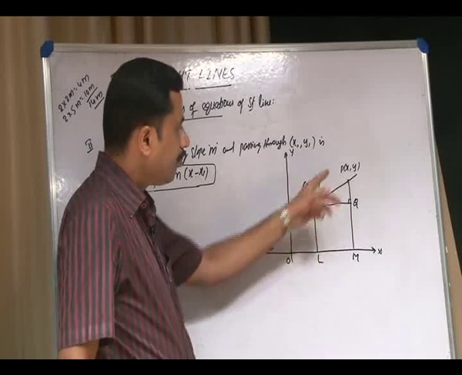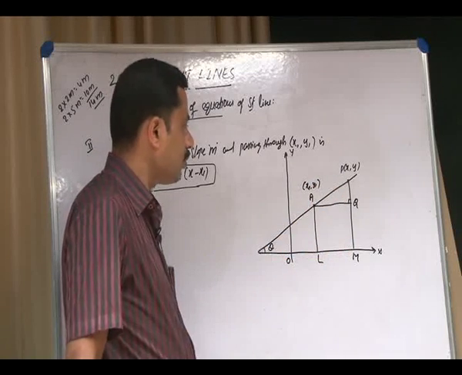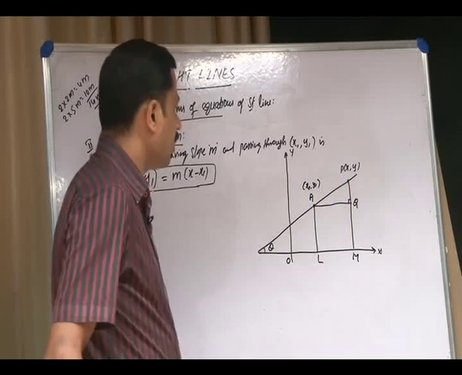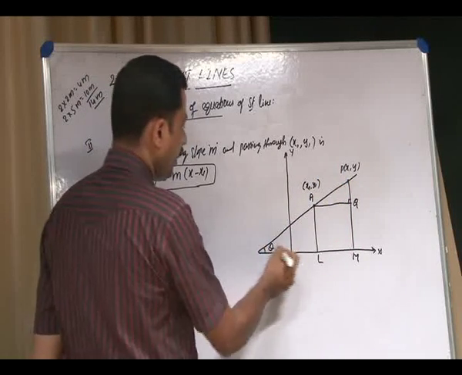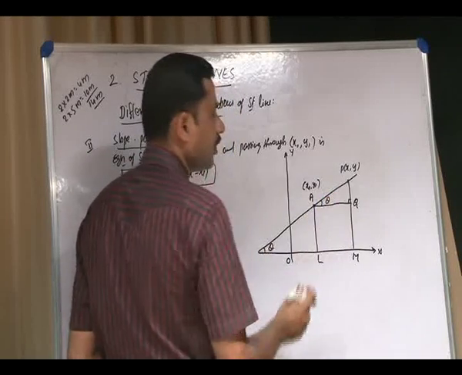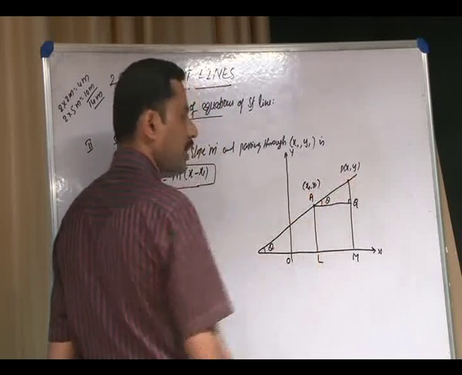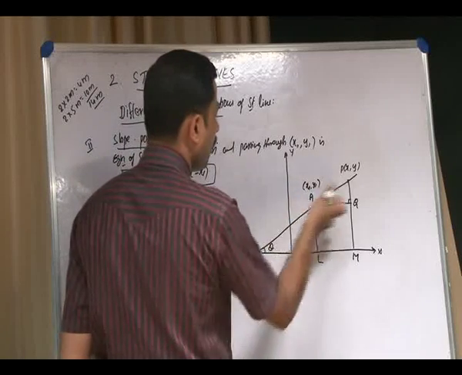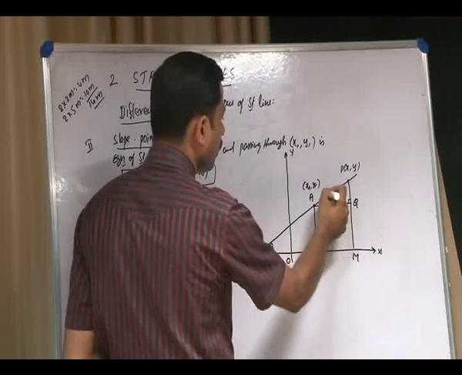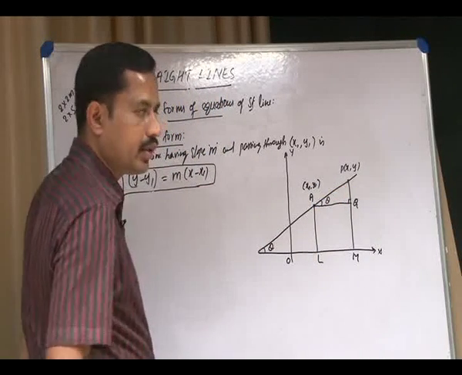Draw AL, PM perpendicular to the x axis or OX, and also draw AQ perpendicular to line PM. Then from the figure it is clear that if we take this angle as theta, then this angle is also equal to theta. Inclination of the line with positive direction of x axis. So the inclination is the same at any point we take. Since we have drawn the perpendicular AQ, this angle is also equal to theta.